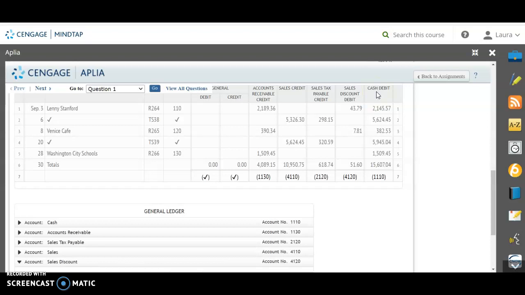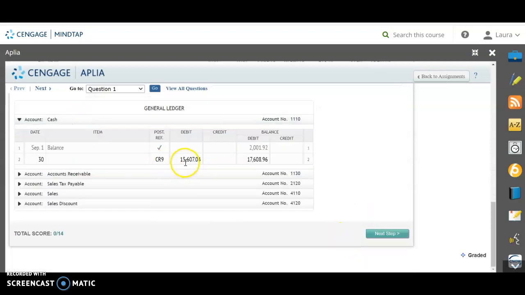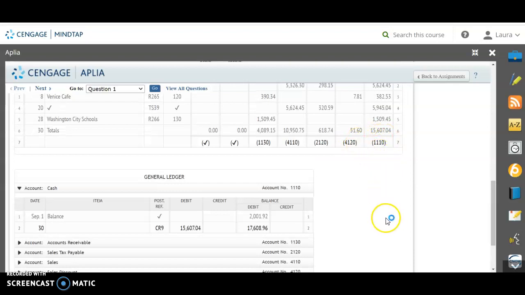And last but not least, the cash we brought in as a debit, $15,607.04, and we added on to the previous balance. We now have $17,608.96 in our account at the end of September, and we put that account number here to show that we posted that.